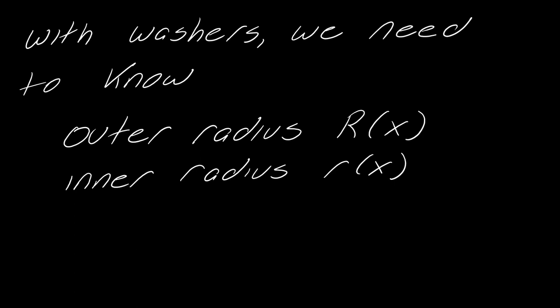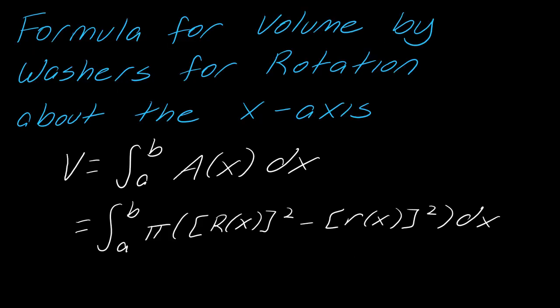So with washers, we need to know the outer radius, which we're going to call big R of x, and then the inner radius, which is little r of x. The formula for volume by washers for rotation about the x-axis is still the formula for the volume of any cross section, but in this case, the formula is going to have pi. It's pi because it's a circle, so pi is always involved with things that are circular or spherical. But check this out.